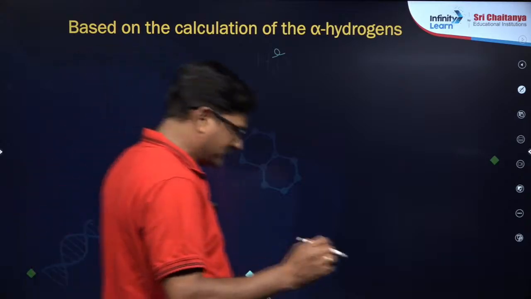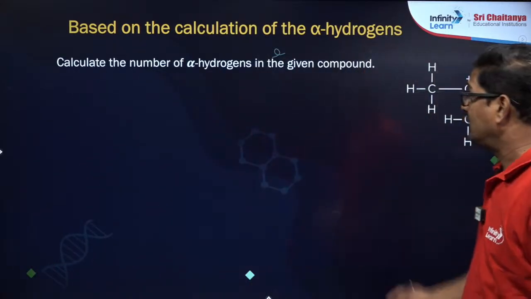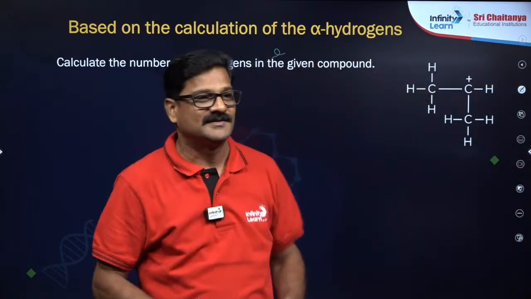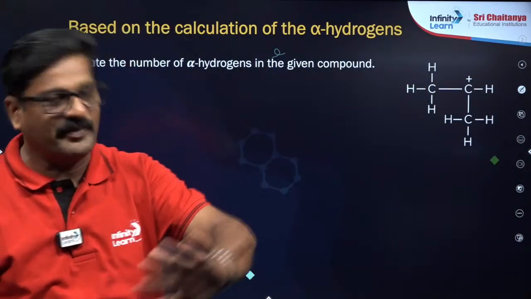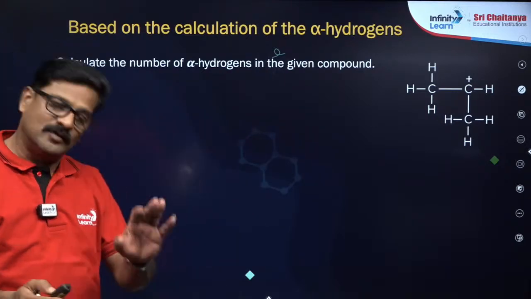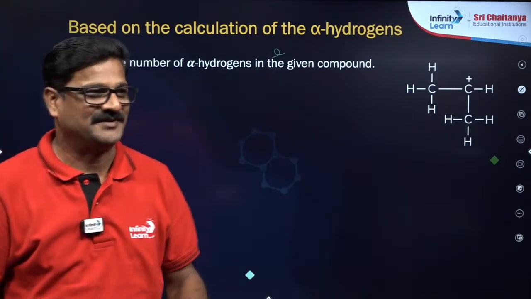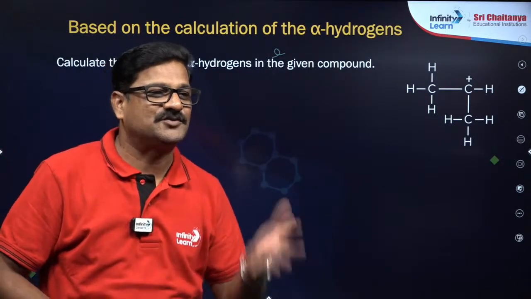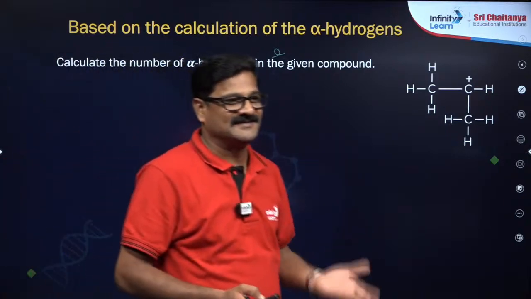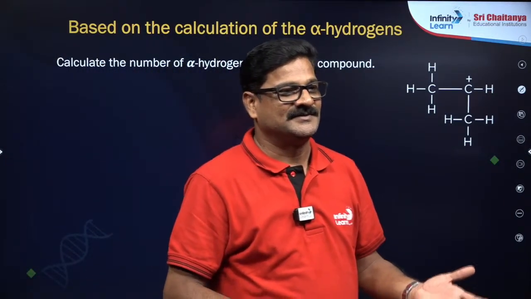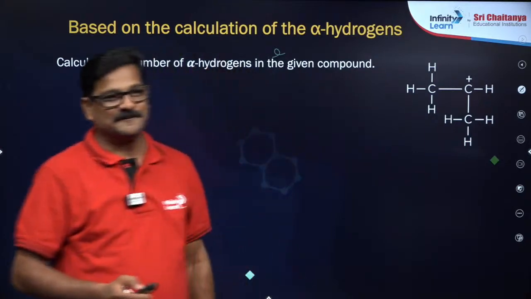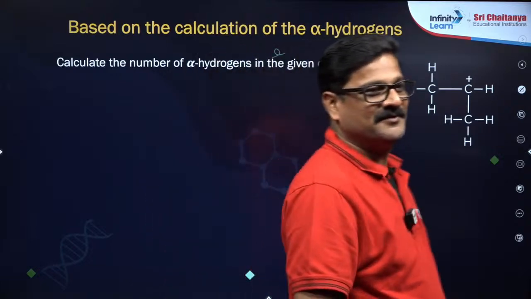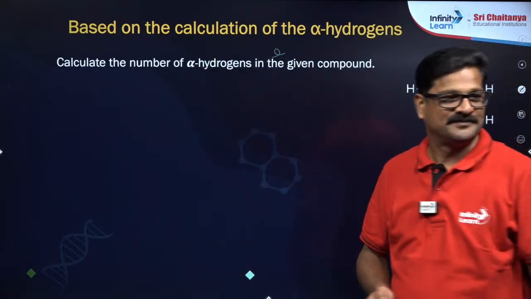Based on the calculation of alpha hydrogens, calculate the number of alpha hydrogens in the given compound. Do it quickly, this is your question. Right from basic I am going here. I know you can do it, you're all good students, right? Yes, that's the enthusiasm, come on. So how many alpha hydrogens are there? 6. Okay, great. Vishal, come on. Very good.